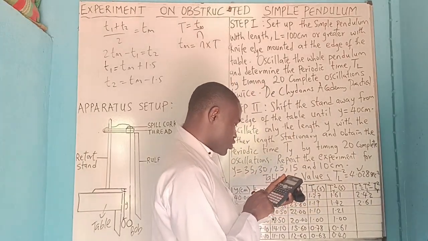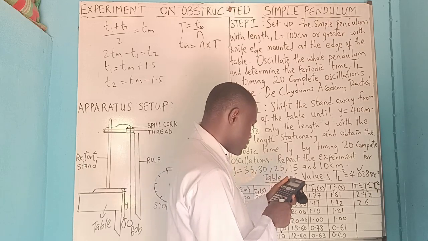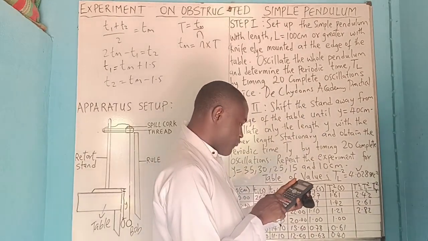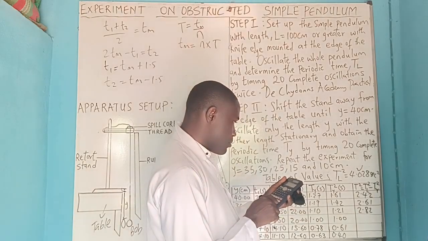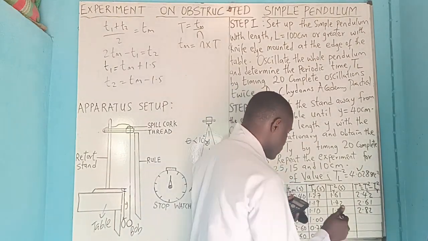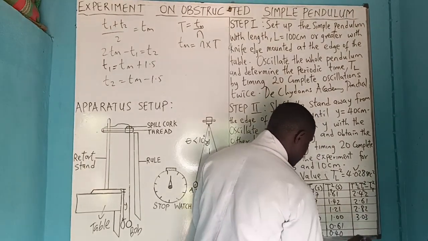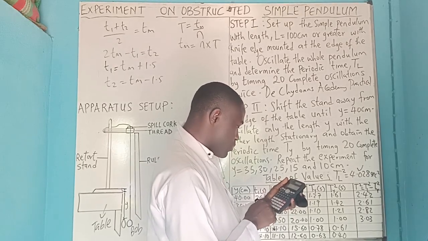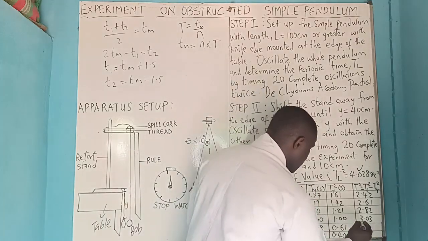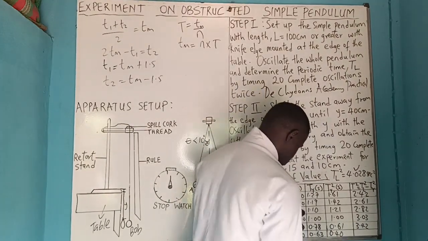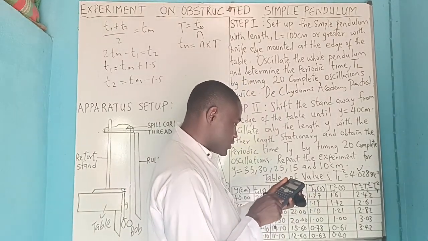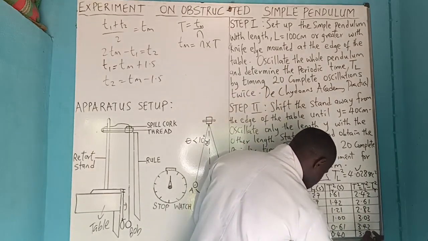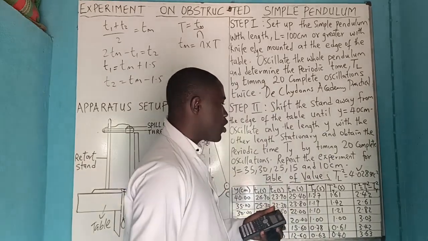4.028 minus 1.21, 2.82. 4.028 minus 1, 3.03. 4.028 minus 0.61, 3.42. 4.028 minus 0.40, 3.63. Okay?